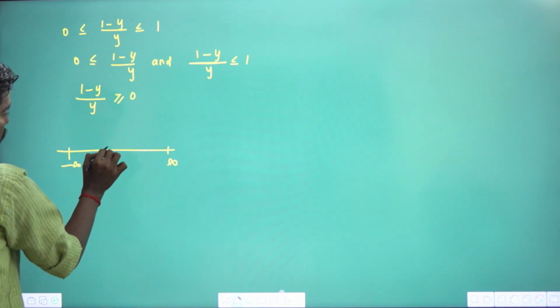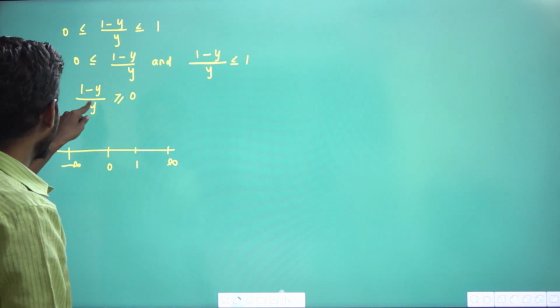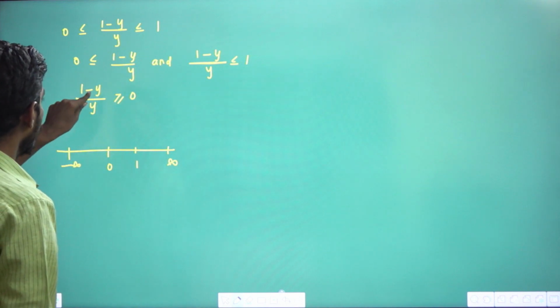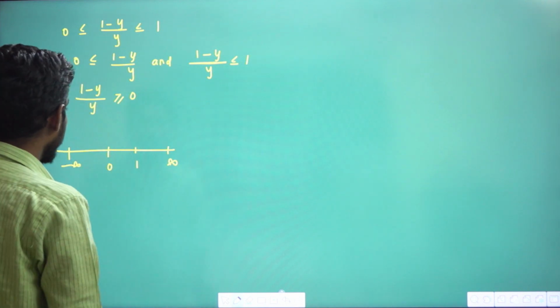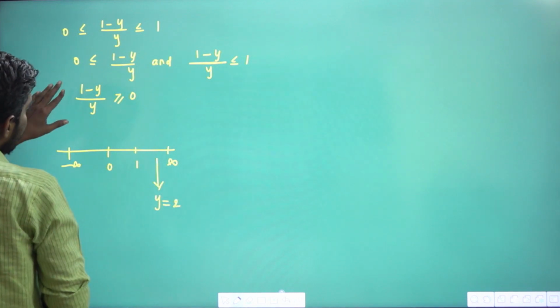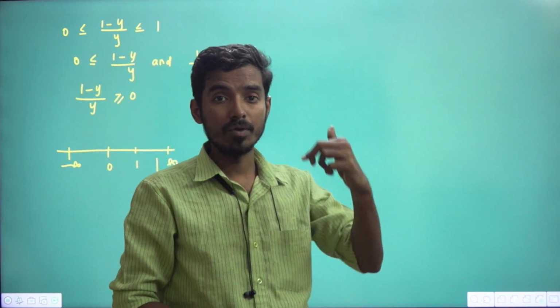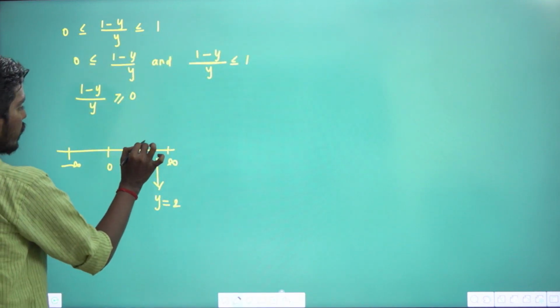So when will the denominator be 0? When y is 0. When will the numerator be 0? When y is 1. So denominator is 0 when y is 0, numerator will be 0 when y is 1. So let us take one value. Let us take y to be equal to 2. So if you take 2, it is (1 minus 2) by 2. So 1 minus 2, numerator negative, denominator positive. So output will be negative.